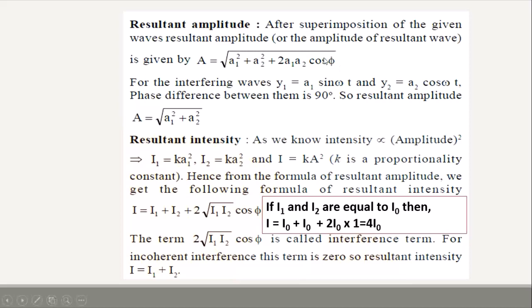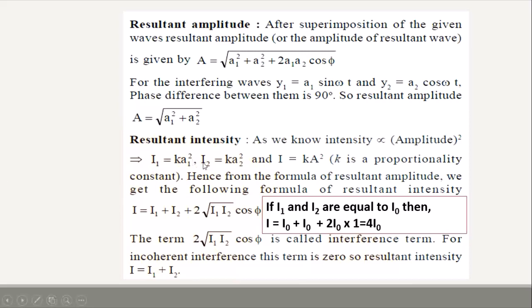Suppose the phase difference is 90 degrees, then cos 90 becomes 0. This term gets eliminated. So when this term gets eliminated, you get the equation A equal to root of a1 square plus a2 square. So this is the resultant amplitude. Then the important relationship I is equal to k A square indicates that the intensity of light is always directly proportional to the square of the amplitude.